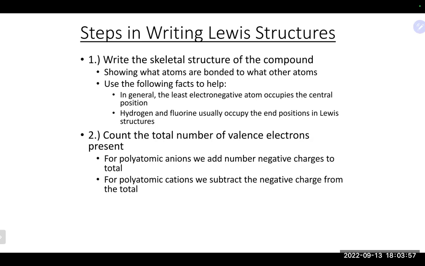So the first thing you want to figure out when you go to draw Lewis structures is how everybody is put together. What is the arrangement of how the atoms come together? There are a couple of things you could think about that will help you decide. For the most part, the least electronegative atom should occupy the center spot. So that means usually no fluorine in the center, because it is the most electronegative.